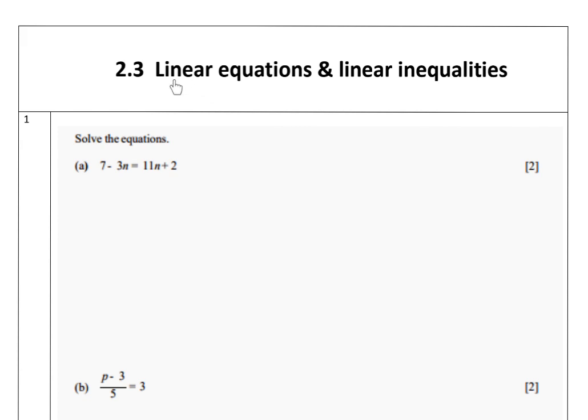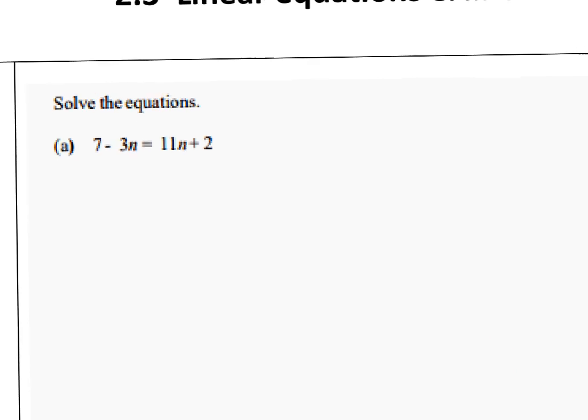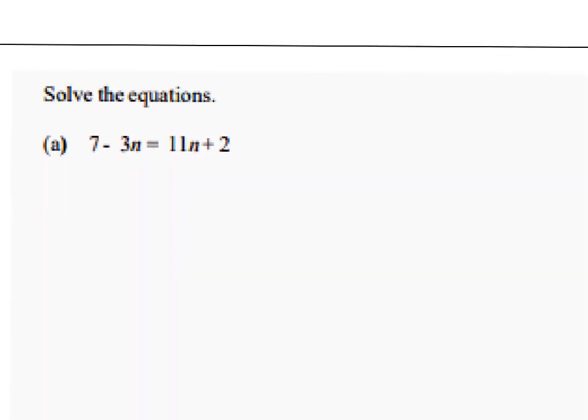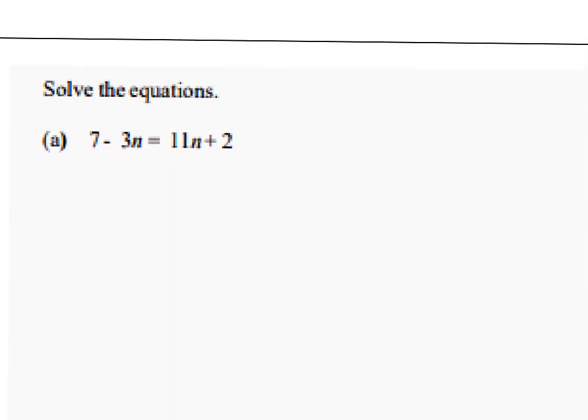Our lesson today: how to solve linear equations and linear inequalities. If we have an equation like 7 minus 3n equals 11n plus 2, I need to find the value of n. You have n on both sides, so it's better to put n on one side. So 11n goes to the other side by a negative sign, and 7 goes to the other side by negative.